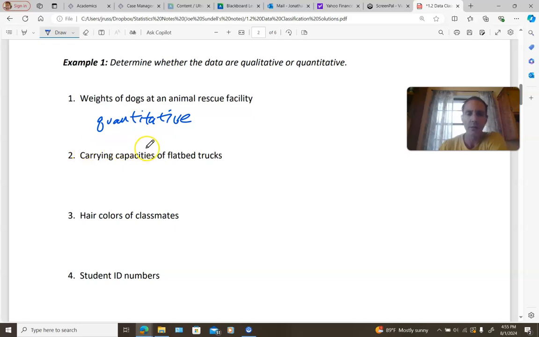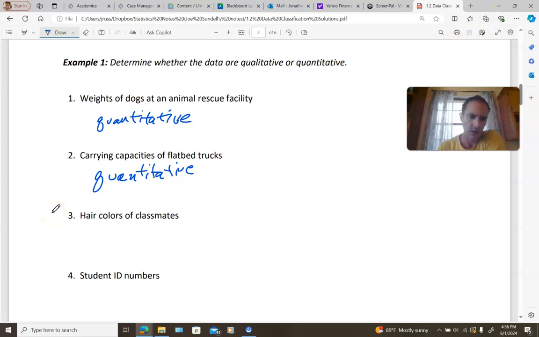Number two, the carrying capacities of flatbed trucks. The carrying capacity, guys, is basically how much that truck can tow. So this is going to be a measurement of weight. For example, if it's a half ton, that's 1,000 pounds. So it's a rating, it's a measurement. So this is also going to be quantitative data. Now, we don't actually know what the data is, but if we were to collect the data, it would be quantitative in nature.